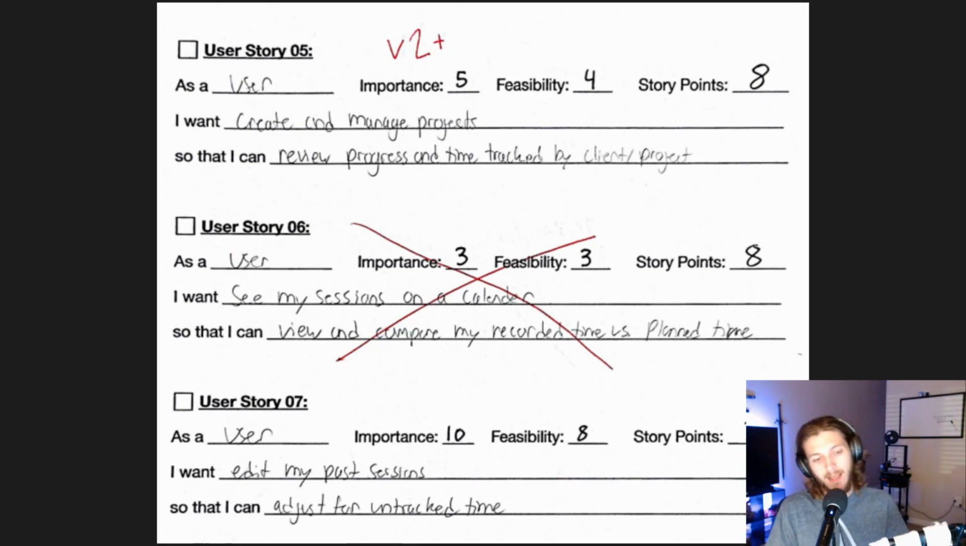Then the next one, as a user, being able to edit past sessions so that I can adjust time, untracked time. I find that what I like to do is I manually round up, in terms of like, oh, I worked for 43 minutes. Okay, I'll round that up to 45 because I like to have it in increments. And I'm sure you could do it automatically. A lot of things let you do it automatically, but that's not the point.